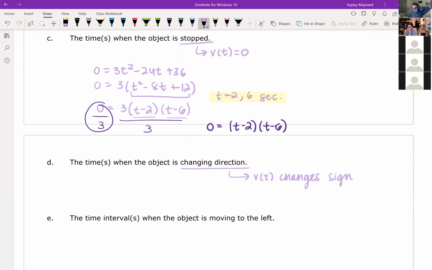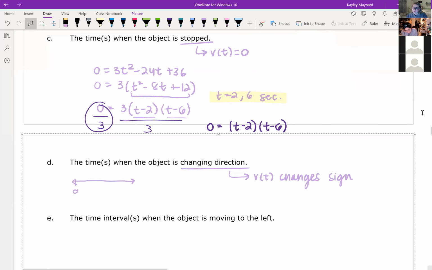Okay, so whenever you think of something changing sign, you want to usually draw a little sign chart. I think that's the most helpful way to visualize when something is changing sign. So our sign chart starts off as a number line, and it will start at 0. And that's because our time starts at 0 because we're not using negative time here. So t starts at 0.